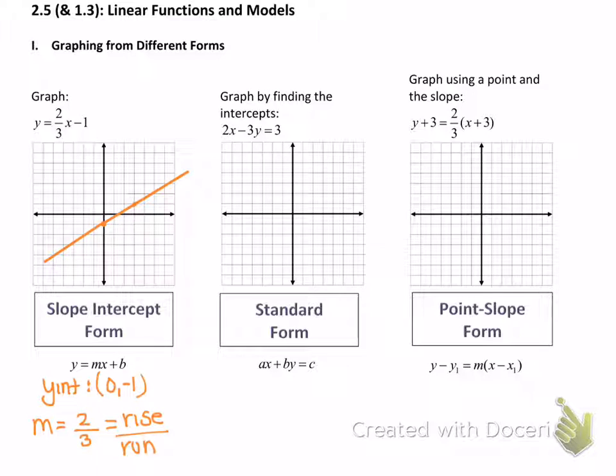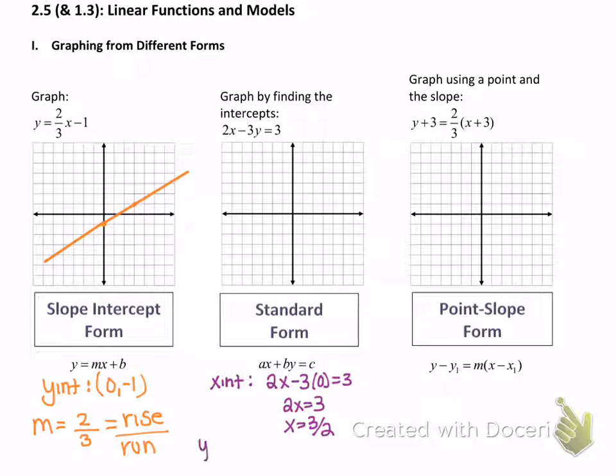Okay, so if you're given the equation in standard form, then you graph it with your x and y intercepts. So at the bottom here, your x-intercept is when y equals 0. So I'm going to take the function above and plug 0 in where there's a y. So I have 2x minus 3 times 0 equal to 3. Therefore, 2x equals 3, and x equals 3 halves, or 1.5.